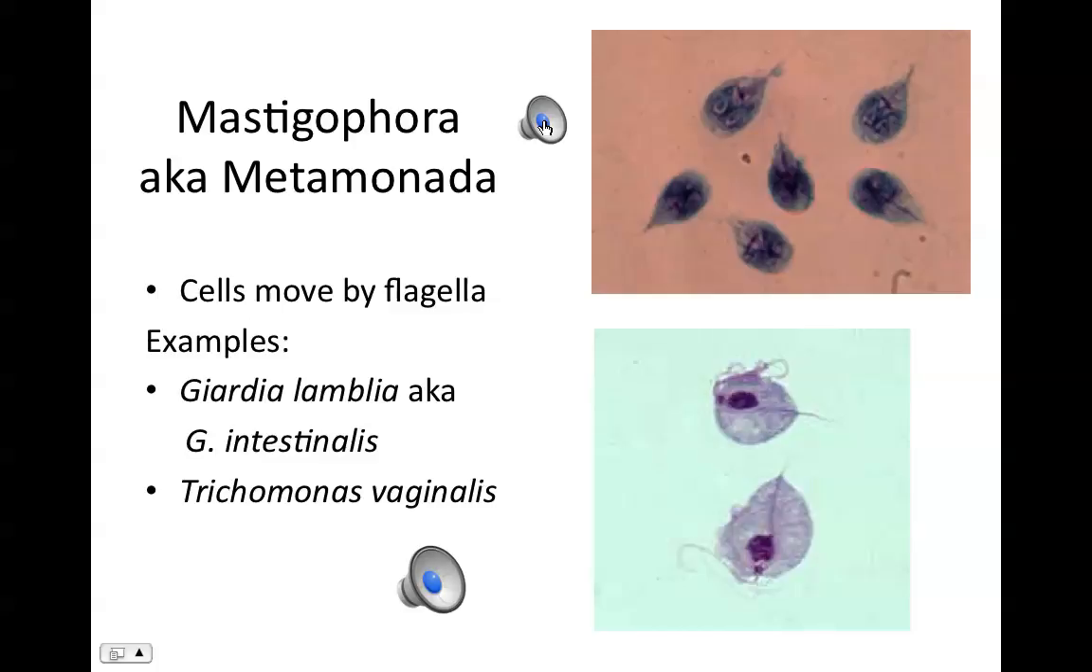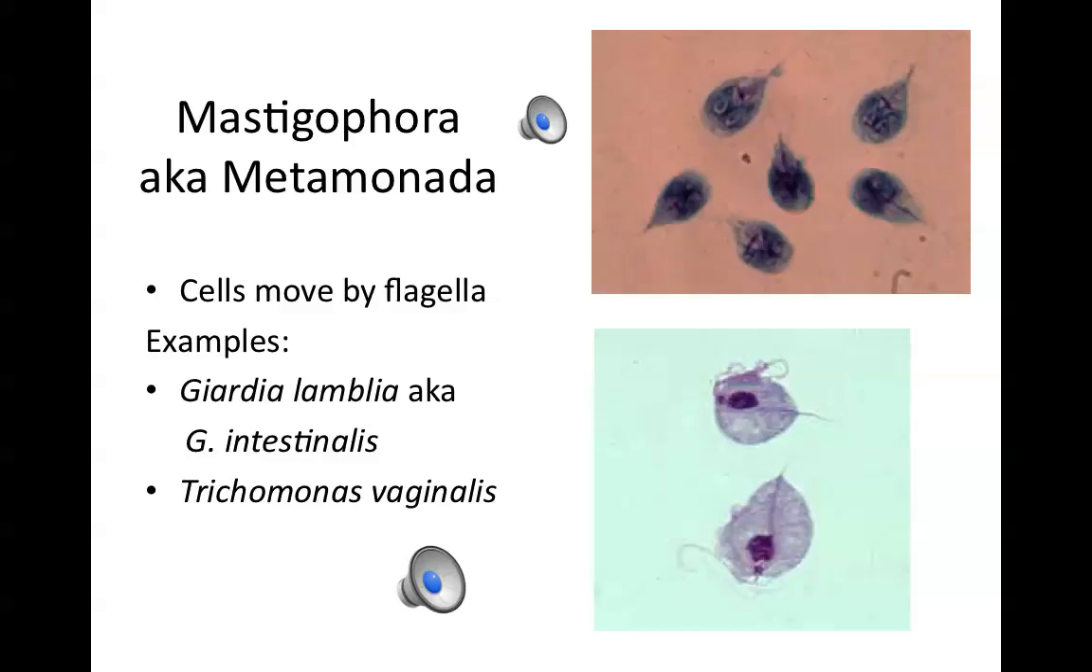Mastigophora, also known as Metamonada, are both words that are used in scientific classification. They represent phyla of flagellated unicellular eukaryotes. We often find that the example organisms that we're going to use, flagellated unicellular microorganisms Giardia lamblia and Trichomonas vaginalis, might be classified in either phylum.